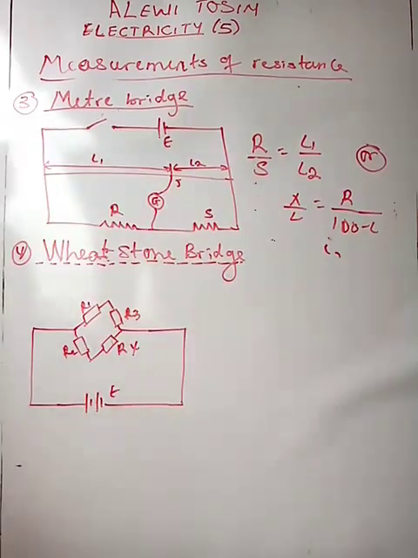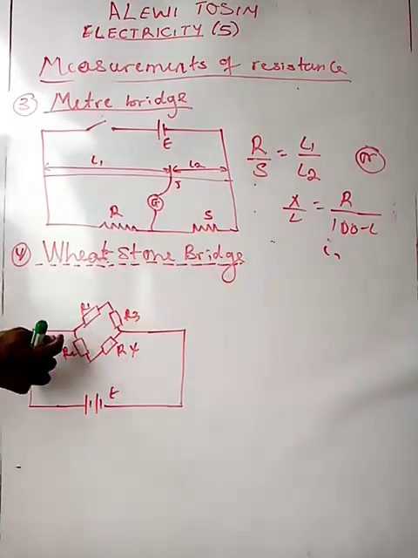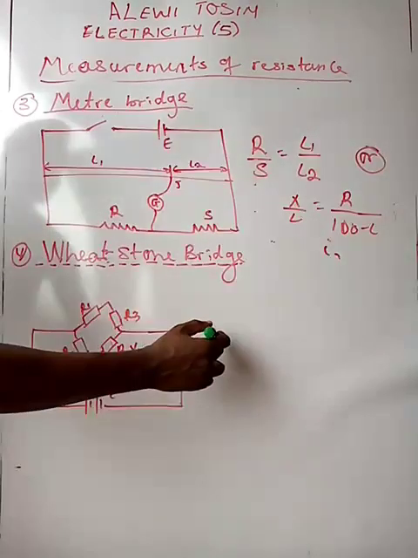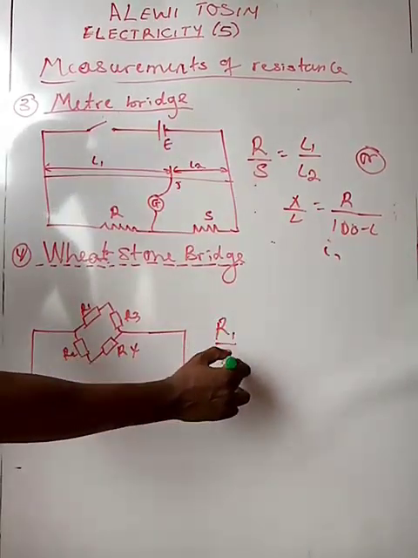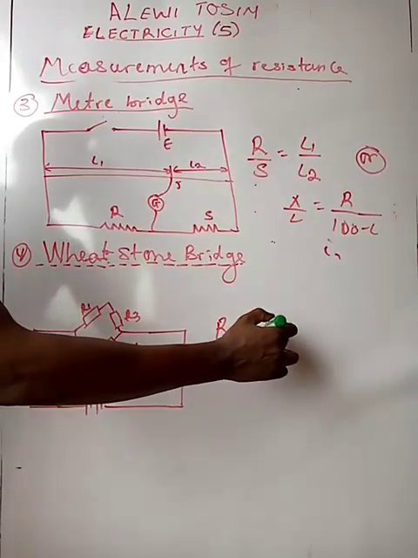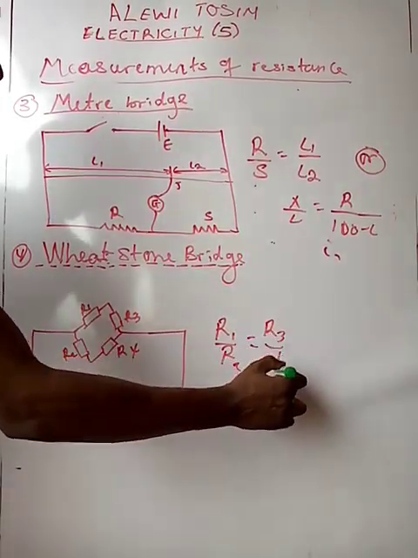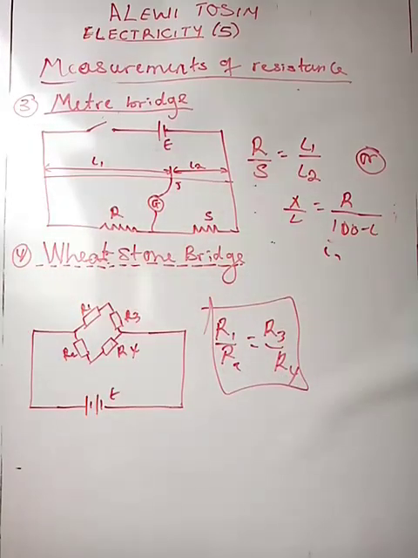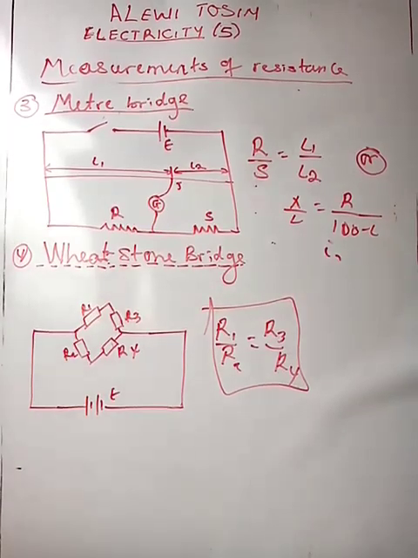Now we also have the Wheatstone bridge. The Wheatstone bridge is connected in this form. To find resistance using the Wheatstone bridge, we use R1 over R2 equals R3 over R4. So we apply this to find our resistance using the Wheatstone bridge. So this is measurement of resistance.